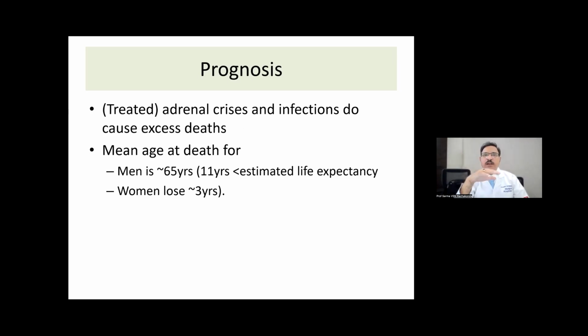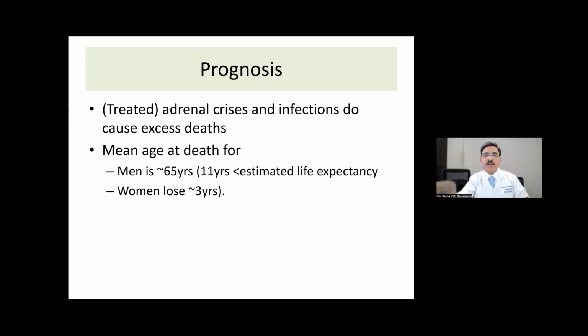In treated patients, adrenal crisis and infections do cause excess deaths. If you prevent adrenal crisis, the disease can be managed successfully by replacement therapy. Mean age at death is around 65, that is an estimated 11 years decrease in life expectancy.